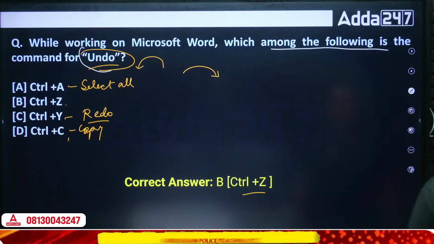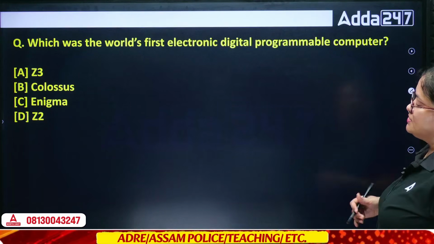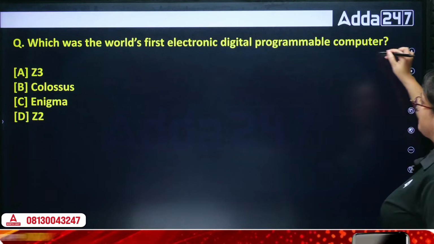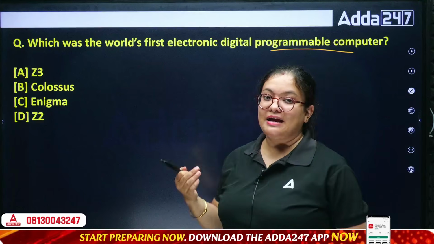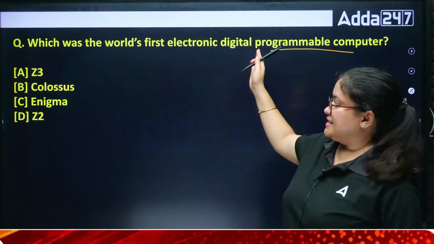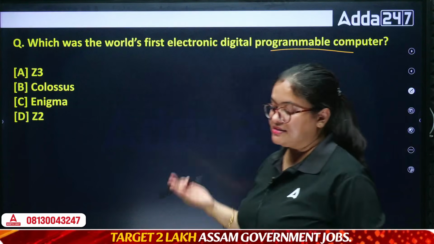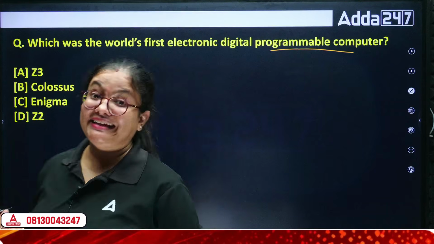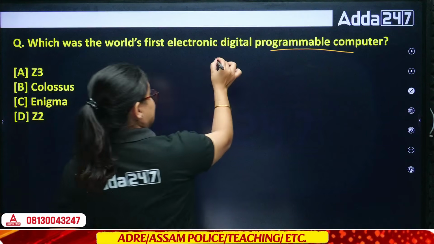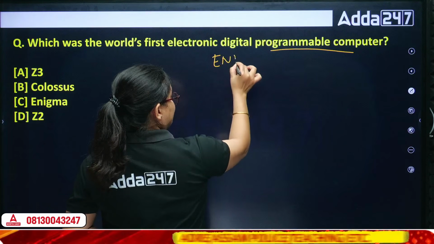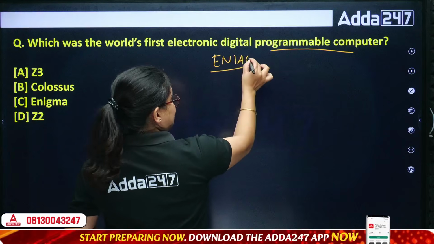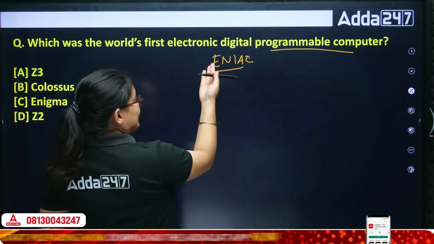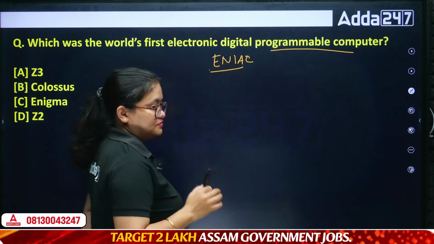So the next question is: which was the world's first electronic digital programmable computer? Whenever we talk about the world's first digital computer, the answer is different. The first digital computer is ENIAC. Usually the full form of ENIAC is also asked in your exams: what is the full form of ENIAC? Electronic Numerical Integrator and Computer.